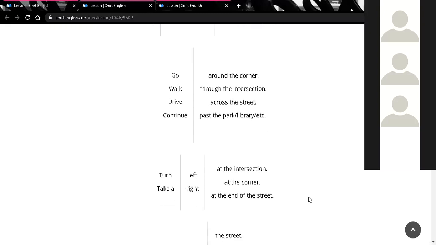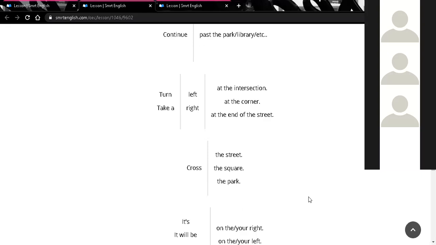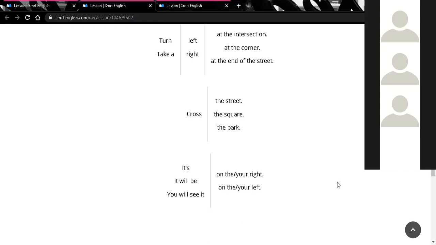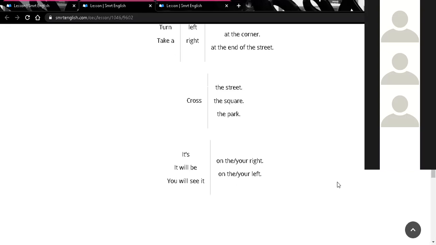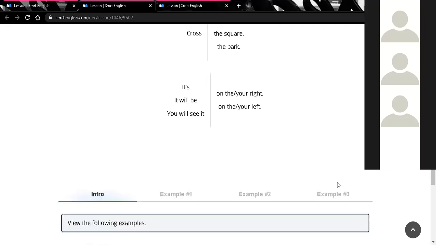Turn left at the intersection. Gira a la izquierda en donde se cruzan las calles, right? Take a right at the corner. Take a right at the end of the street. Cross the street, cross the square, cross the park. And then it's on your right or it's on the right. It will be on the left or on your left. And then you will see it on your right, which is basically the same. These are just different ways to say where you'll be able to see or find what you're looking for.